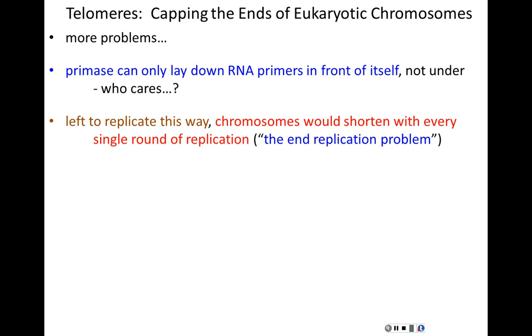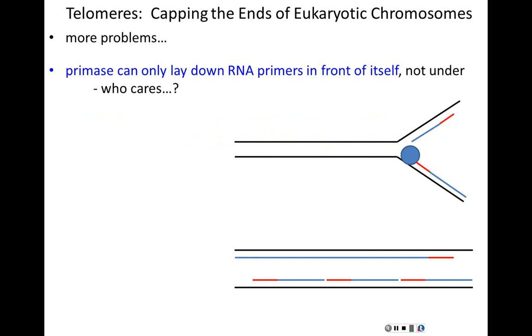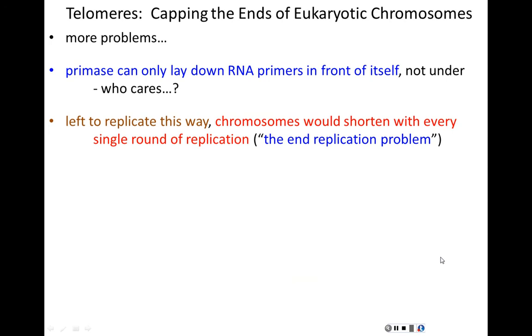If we allow DNA to replicate in this way only, chromosomes would shorten with each and every round of replication. Because these RNA primase enzymes need places to land and they can't put RNA down under them, we would have these gaps persist with each subsequent generation. In other words, the DNA made using this strand as a guide would be shorter still, because RNA primase needed a place to land here. This is called the end replication problem. It means that with no other mechanisms, chromosomes would shorten with every round of replication. This is unacceptable.